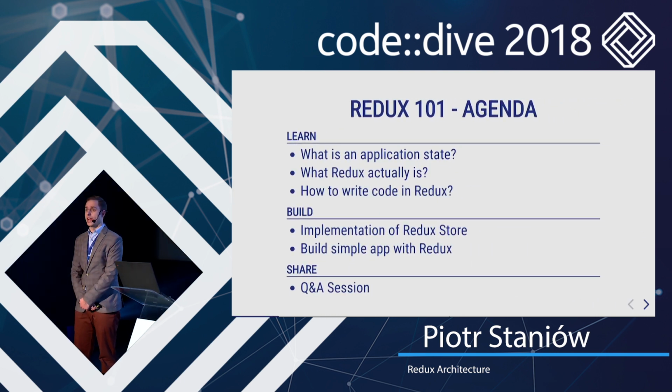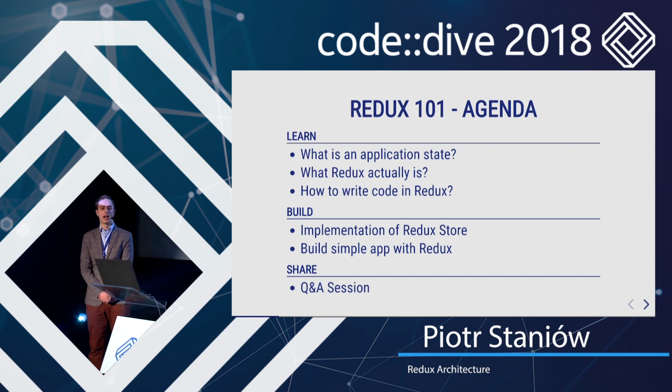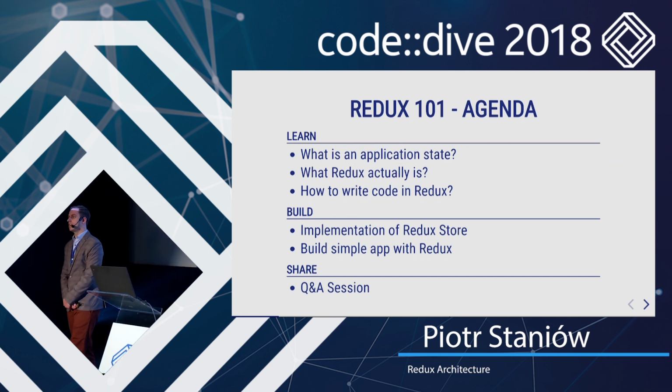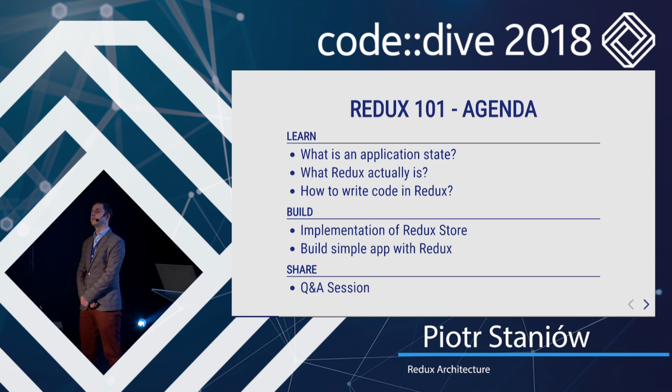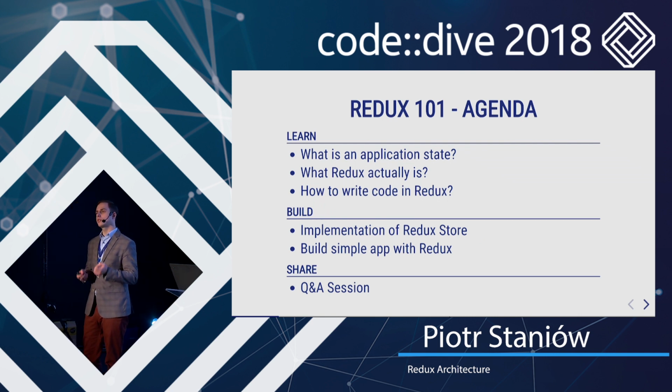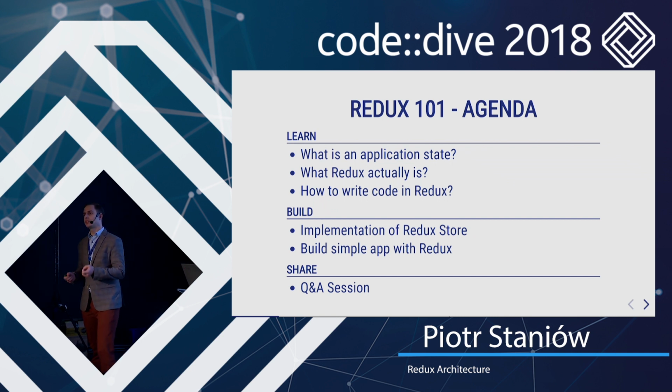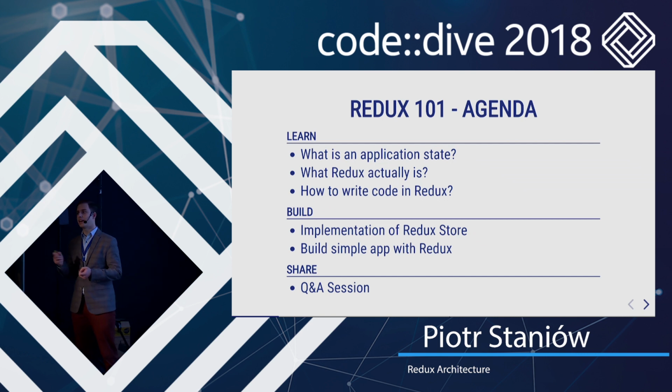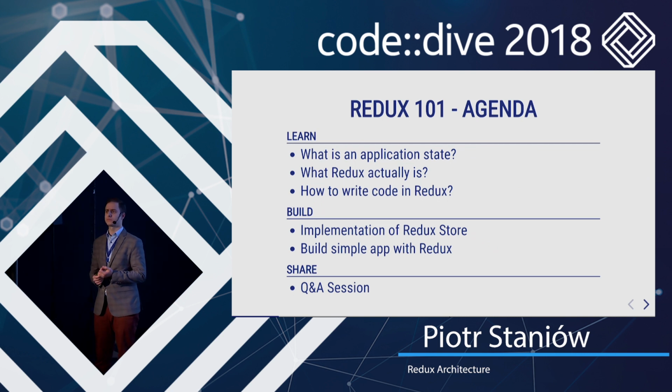Let me go quickly through the agenda. I will tell you a little bit about what an application state is. I would like to have a common understanding of this concept. I would like you to think about application state the way I think about it, and this will be crucial during the talk about Redux. I will also tell you what Redux actually is, what you can do with it, why to use it, and when not to use it, and how to align your application to use Redux. It can be any existing project.